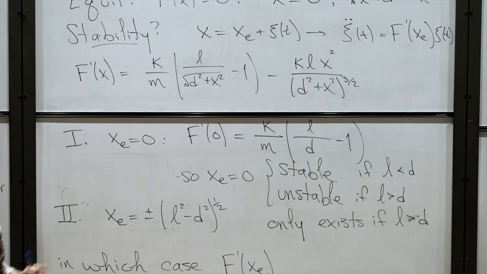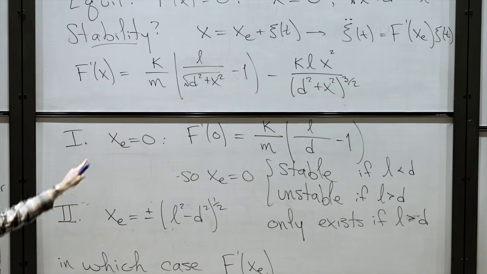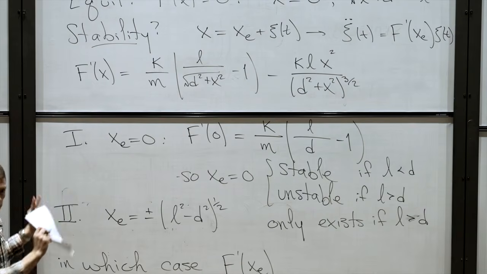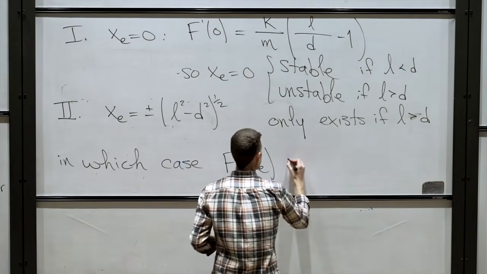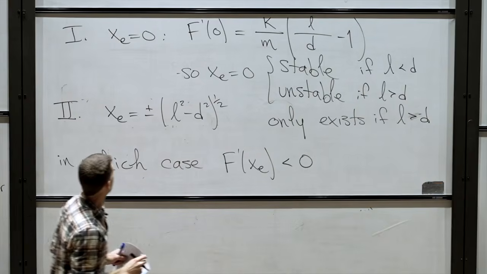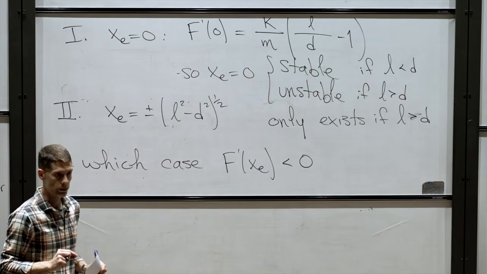It's an x squared and d squared plus x squared to the 3/2. So that term, ignoring the minus, is positive for any xe that exists. And the minus means that it's negative. So despite the ugly looking potential algebra, if we step back, we realize we don't have to do any algebra at all, in which case f prime is negative, and f prime negative means stable.